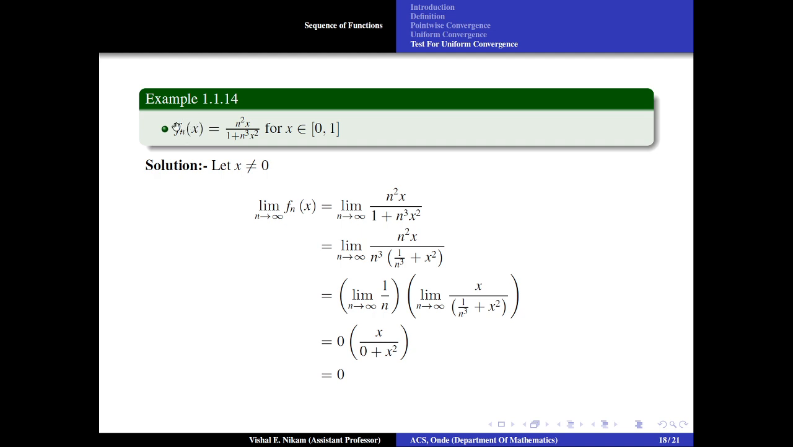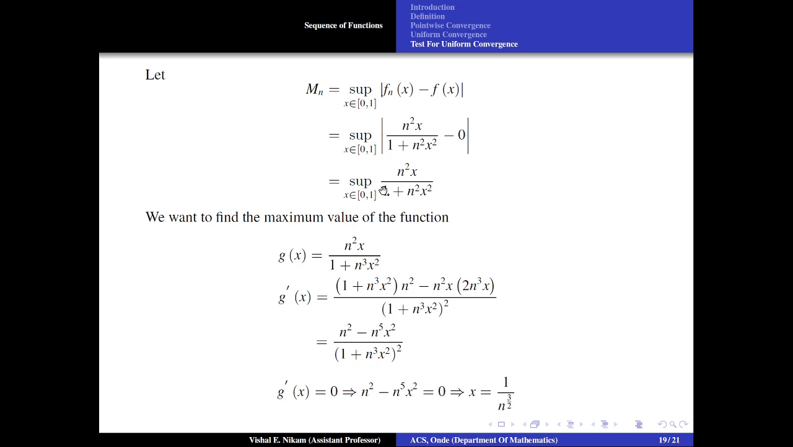Now let us take the sequence of functions Fn of x is equal to n square x upon 1 plus n cubed x square for x belongs to [0, 1]. If x is equal to 0, obviously the sequence of functions is 0 and converges to 0. If x is not equal to 0, then also we can check the sequence converges to 0 pointwise. Now let us check whether the convergence is uniform or not. For this, let us evaluate the sequence Mn, which is equal to this. We want to find the maximum value of the function. So let us take g of x equal to this function, differentiate this and find x.